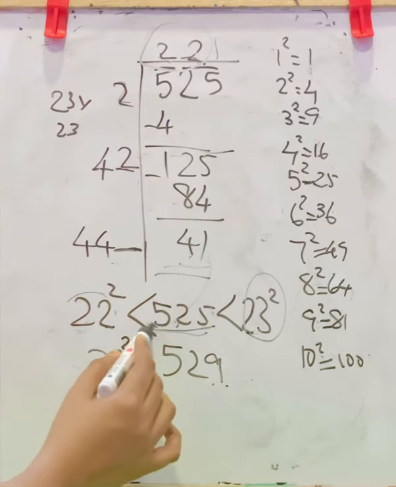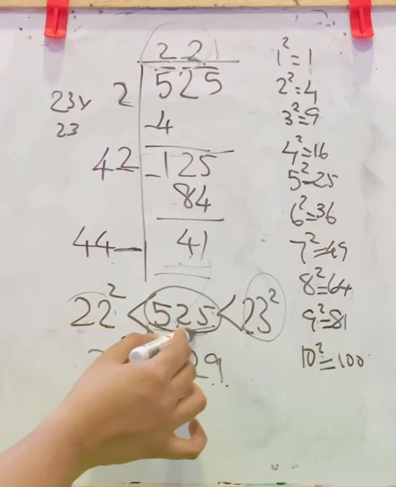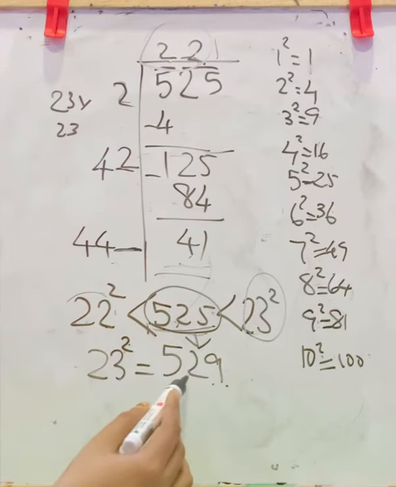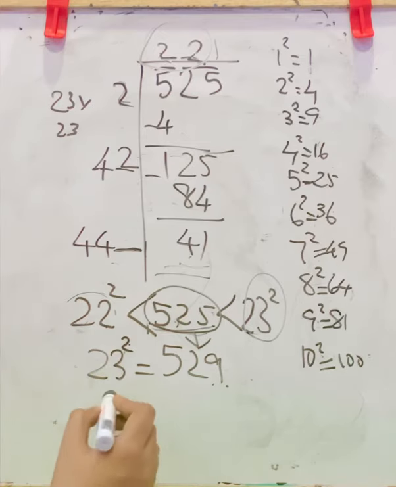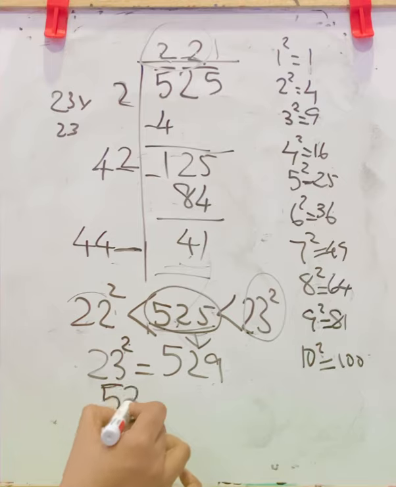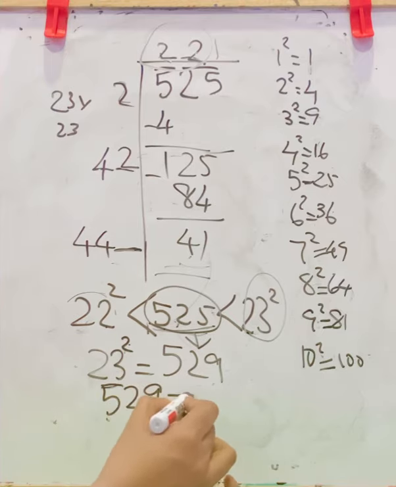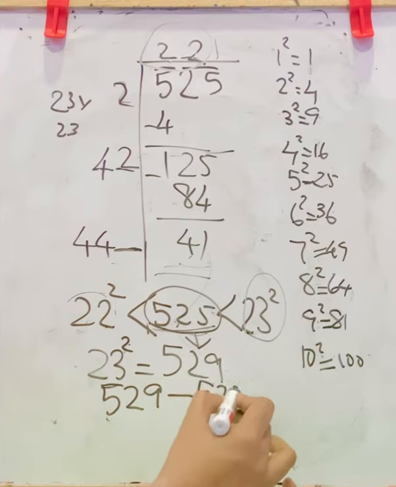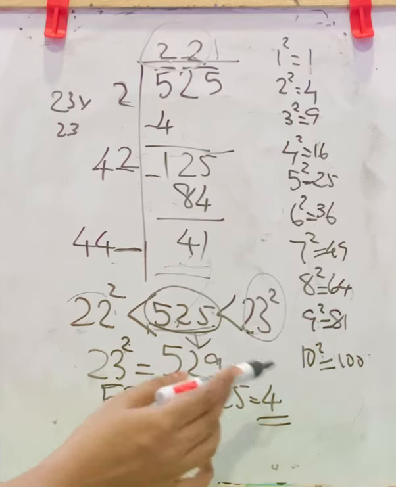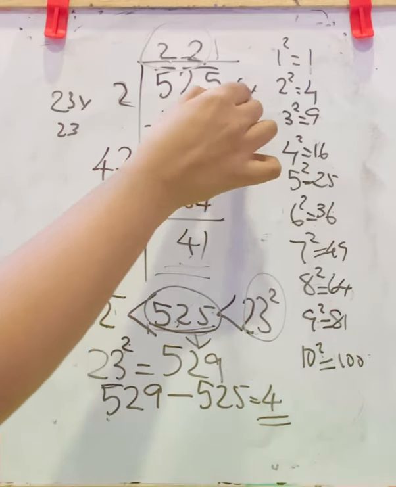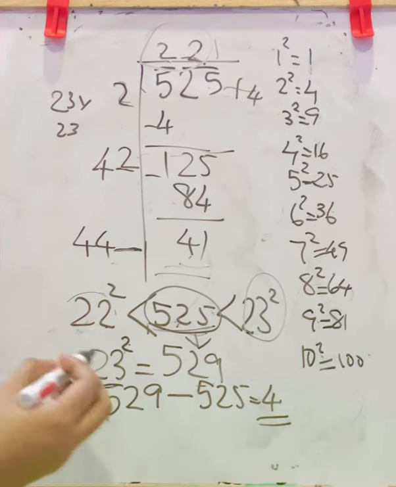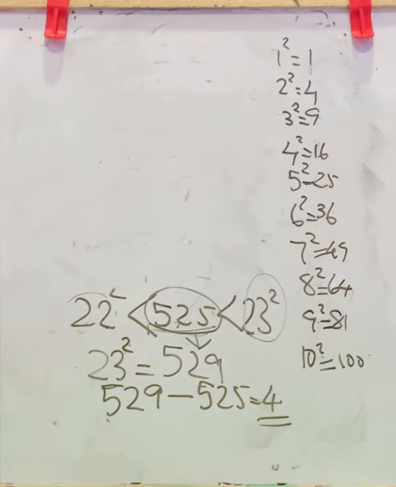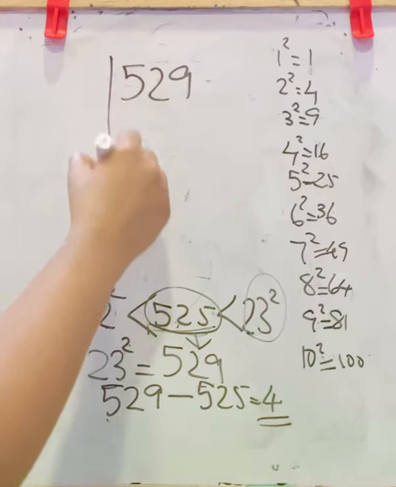So what number should be added to 525 to make it a perfect square? 23 square is 529, a perfect square. What number should be added? Then you have to subtract: the square number minus the question number. You will get the answer 4. That means 4 should be added to this. Then it becomes a perfect square number, which is 23 square. So what is the square root of 529? 23. We can verify it with the division method.